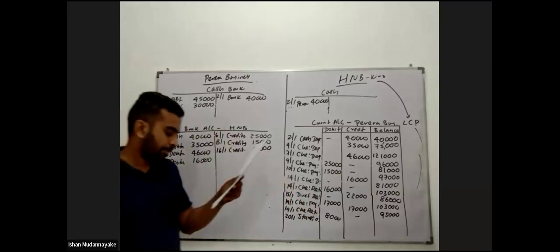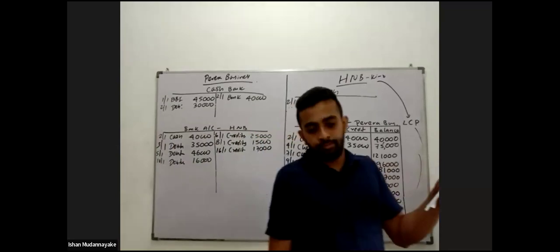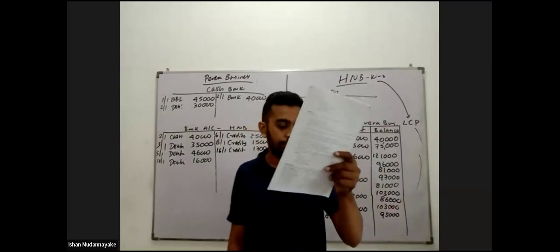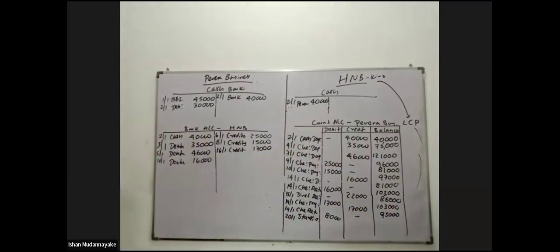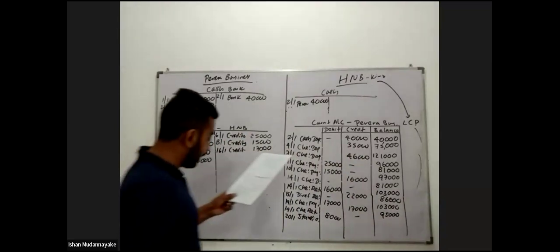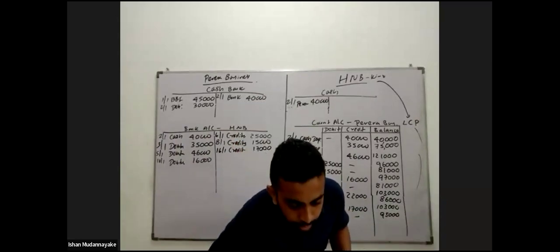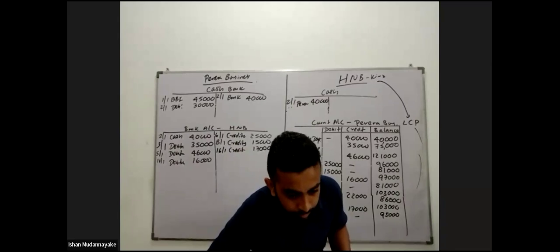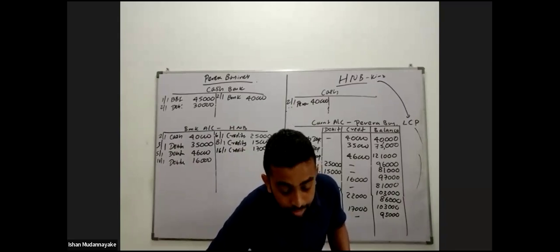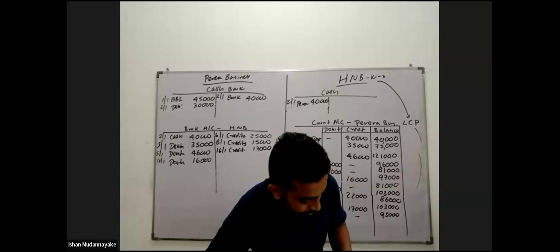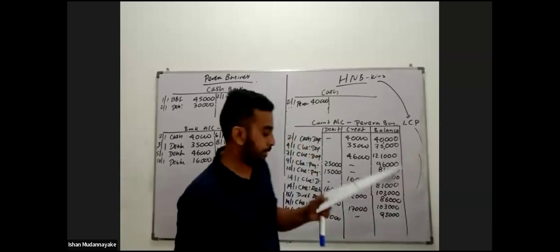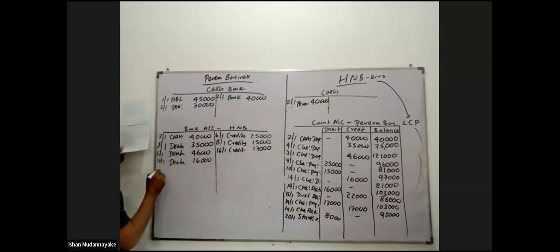Okay, next slide. This is about 25th January. Look at the 25th January transaction. Received a check of 28,000 and deposited it in the bank on the same day, but it was uncredited by the bank until 31st January. On 25th January we deposited a 28,000 check in the bank, but it remained uncredited until 31st January.